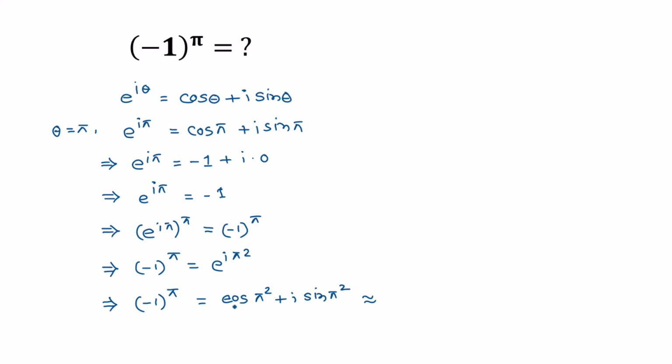So the approximate value of cos pi square is -0.9, and the approximate value of sin pi square is -0.43, and this i. So this is the approximate value of -1 to the power pi, and this is the general value of this term. So this is the solution of our problem.